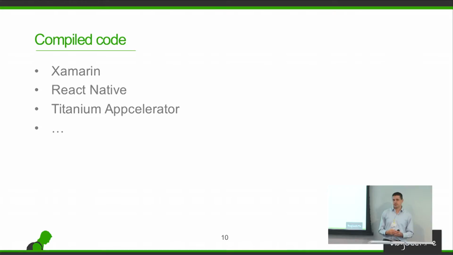The second type is compile code. I need to compile the code and run it. I can use Xamarin and then use C#, React Native, Titanium Accelerate, or other such frameworks and platforms, some open source, some proprietary and commercial. Today we're going to look at React Native later on in one of the talks.